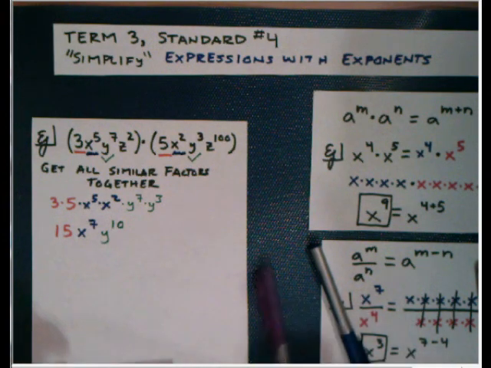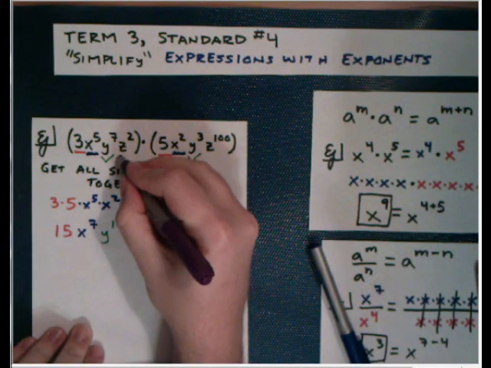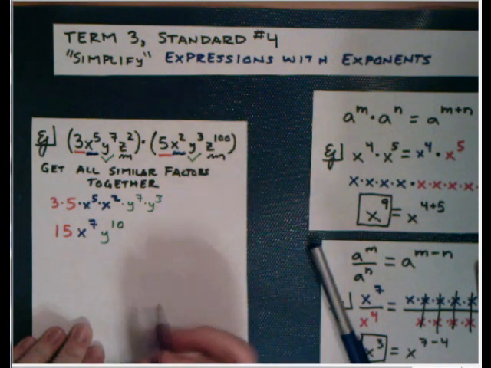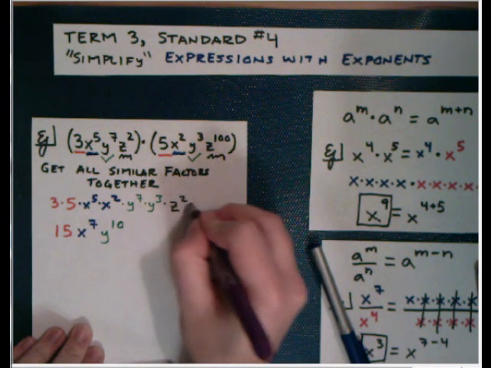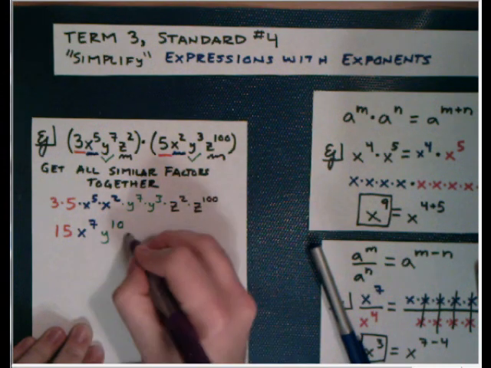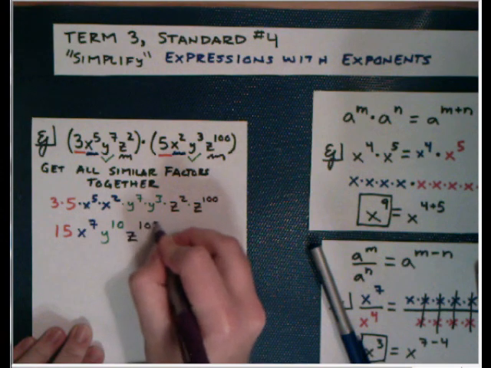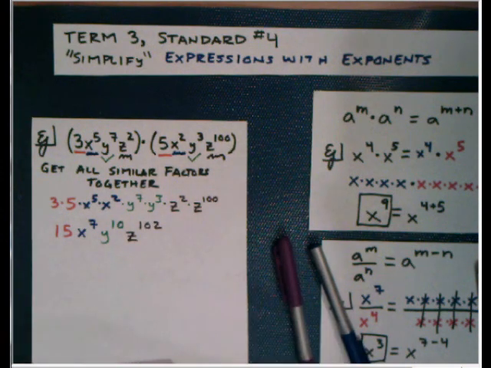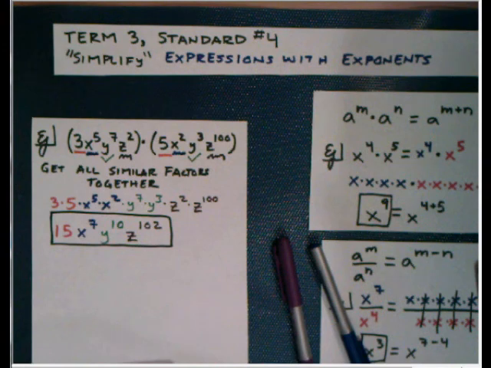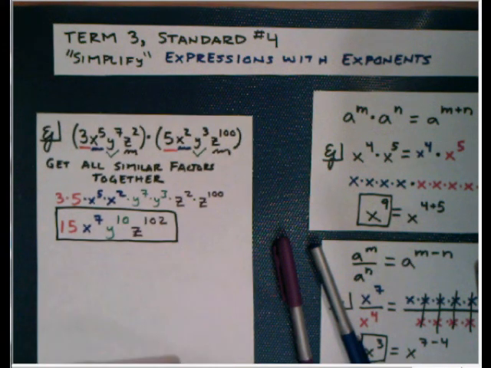And lastly, the only other color I have left is black or purple, so hopefully this shows up. Last one, we've got z to the 2nd and z to the 100th. We're going to add these. 2 plus 100 is 102. So z to the 102nd power. And after all that work, we are at our final answer. That's really all it took. So there it is. Final answer, 15x to the 7th, y to the 10th, z to the 102nd power.